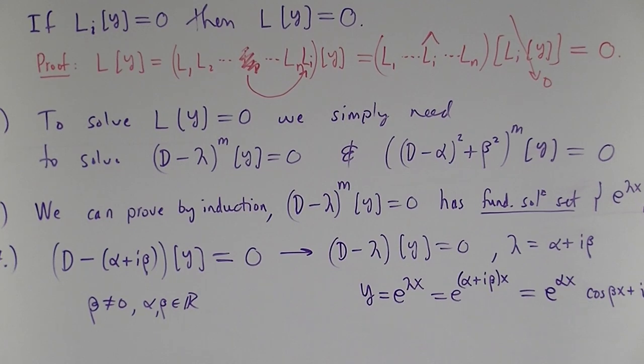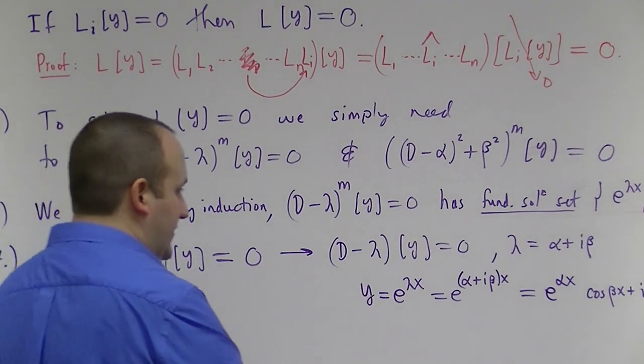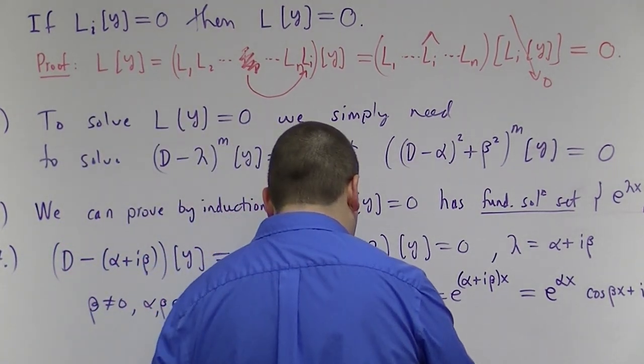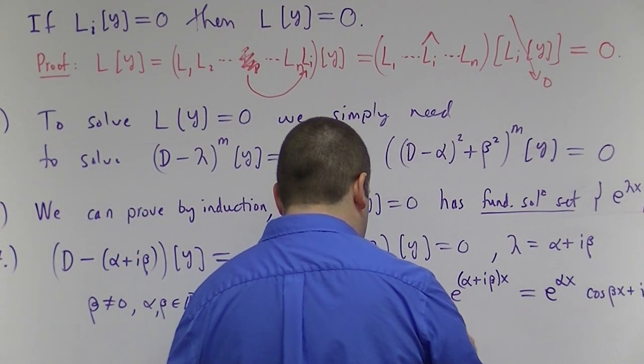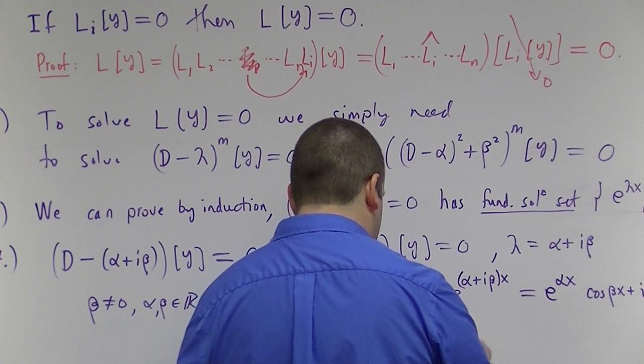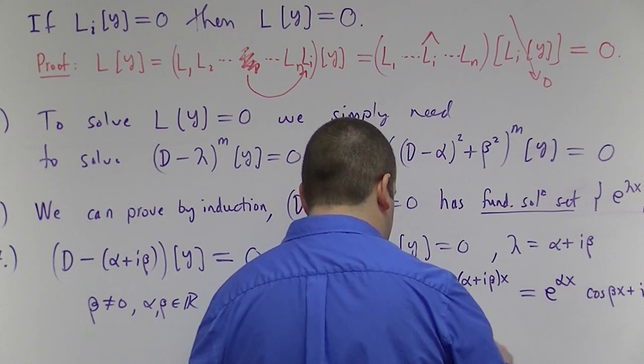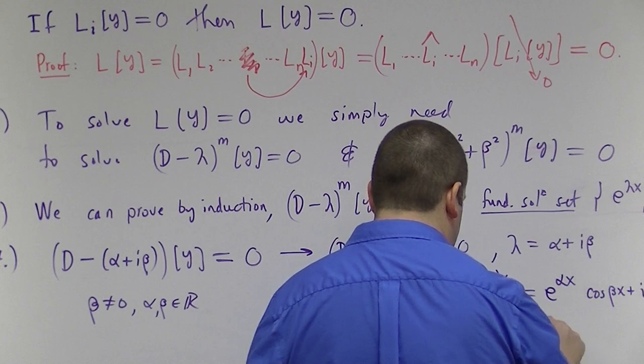Why is it true that e to the lambda x solves D minus lambda times y equals zero? Well, it is in fact an elementary exercise. You can show that d/dx of e to the lambda x, guess what? Still lambda e to the lambda x.